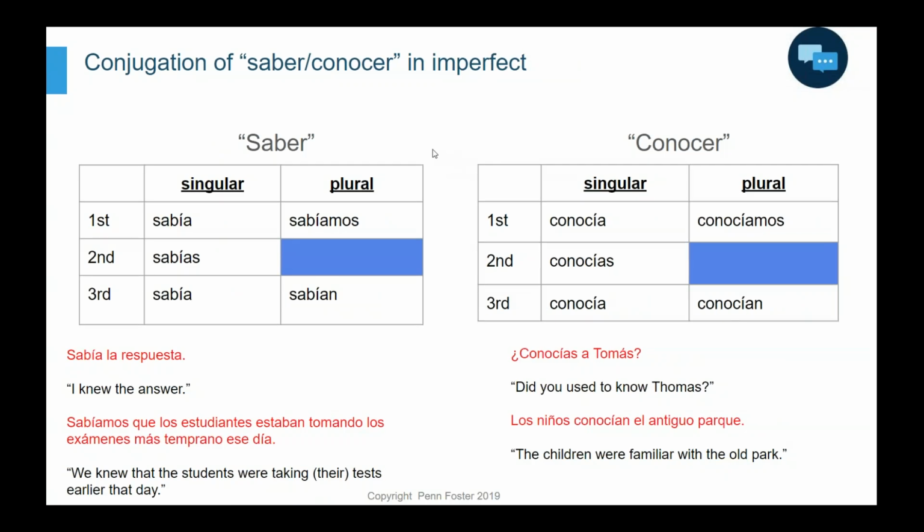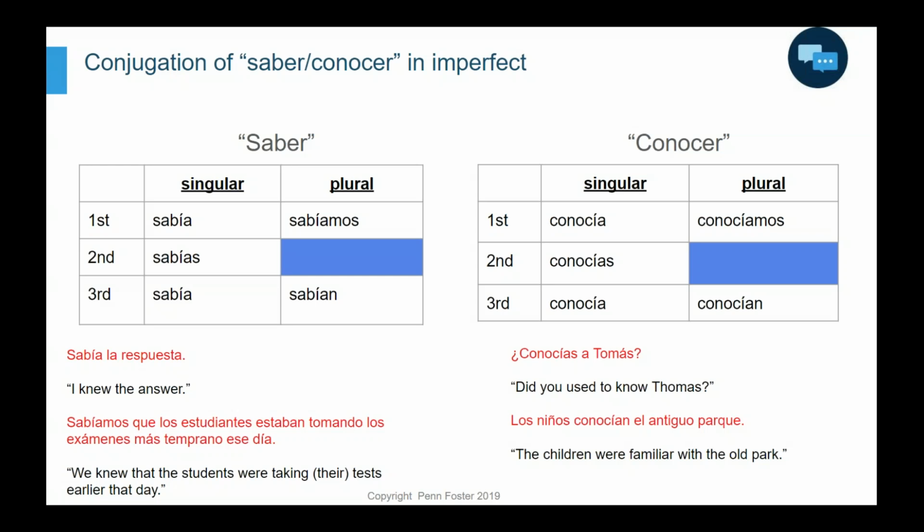Next up, we want to show you the conjugation of saber and conocer in the imperfect tense. Again, imperfect being one of the past tenses in Spanish. Starting with saber, we have sabía, sabías, sabía, sabíamos, and sabían. So you have pretty much the same sentences, although there's a little bit of variation, so we'll go over these also. Sabía la respuesta, I knew the answer.